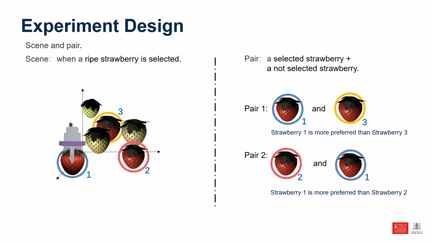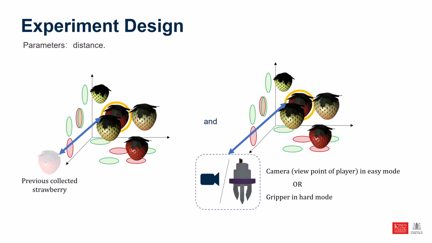Using this preference, we can then construct a whole harvesting sequence in a way similar to the bubble sorting algorithm when applying our method to multiple targets. We will show that later in this video. To describe the strawberry and the environment more precisely, some parameters are considered. First, distance parameters are calculated.